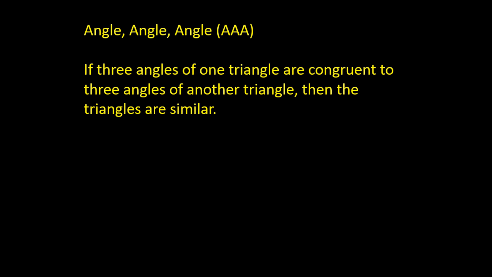Now when it comes to similar triangles, we can look at a theorem that can be used to show that two triangles are similar. And that theorem is called the angle-angle-angle theorem, which says that if 3 angles of one triangle are congruent to 3 angles of another triangle, then the triangles have to be similar.